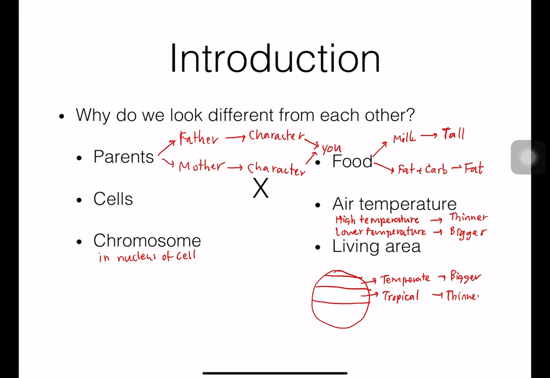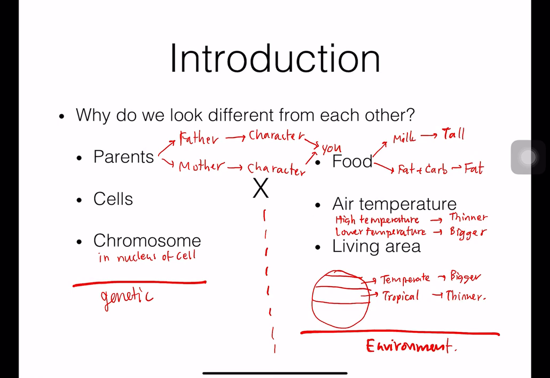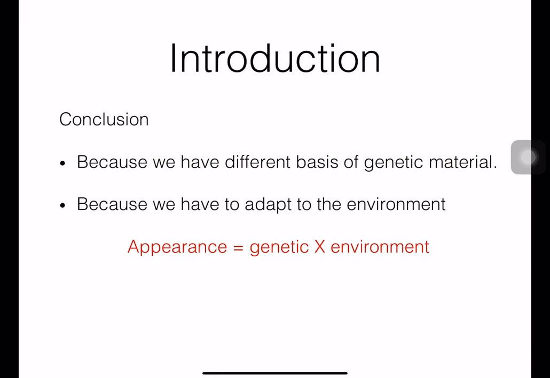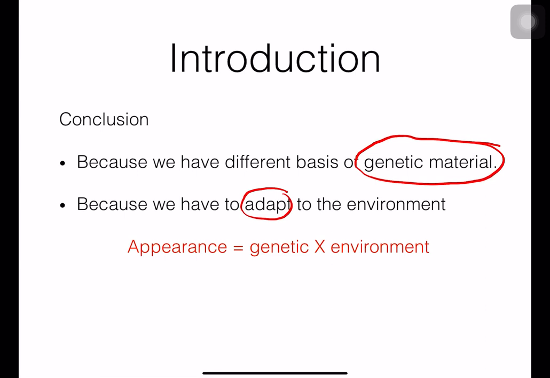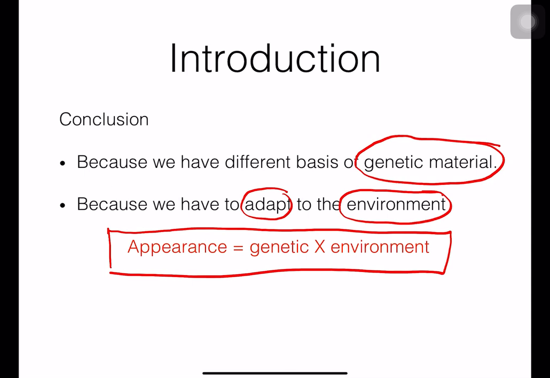So we can classify the two concepts into two areas. This one is the concept of genes, the genetic concept, and the food, temperature and living area will be the environment. So in conclusion, the character you see, all the appearance, depends on two concepts. The first is the genetic materials, and the second is that we need to adapt to the environment. We call this the G by E concept. So all characters you see in a population depend on genetics and environment. But in this chapter, we will talk about the genetic part.